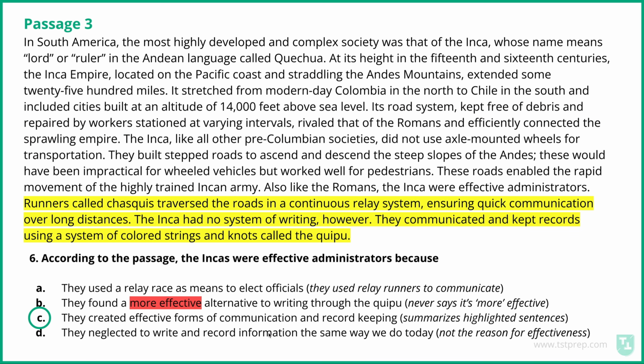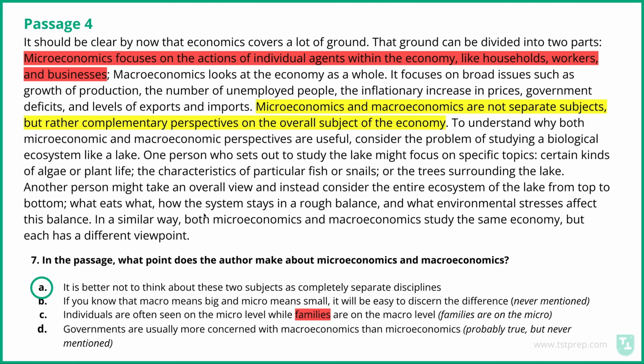Number 6, according to the passage, the Incas were effective administrators because C. They created effective forms of communication and record keeping. And that summarizes the yellow highlighted part. So pay attention to the highlighted part that has the answer, the yellow highlighted part. Number 7, in the passage, what point does the author make about micro and macroeconomics?